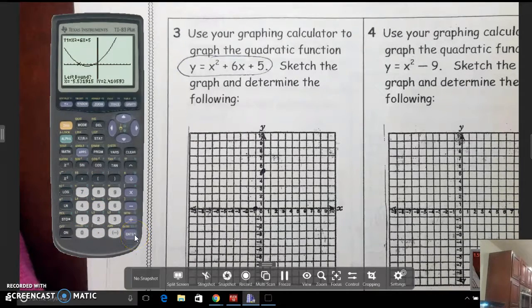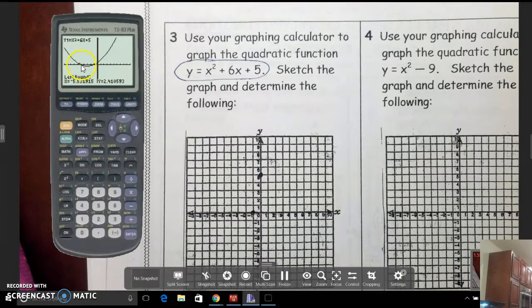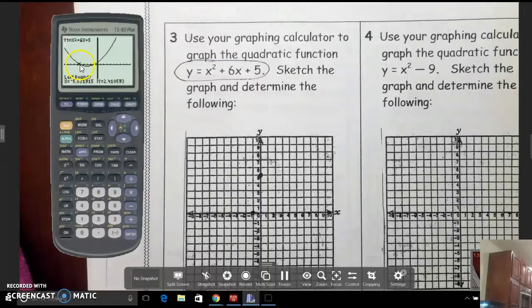I'm going to hit, well, you should have a cursor up here. And it wants you to give a left bound for your point and a right bound. So if I want to find this point right here, it wants me to choose somewhere on one side of it and then choose some point on the other side of it, so then it can have somewhere to calculate what would be in the middle of those two. So left bound is just, I'm just going to move my cursor a little bit to the left of the point that I want. I'm going to hit enter.